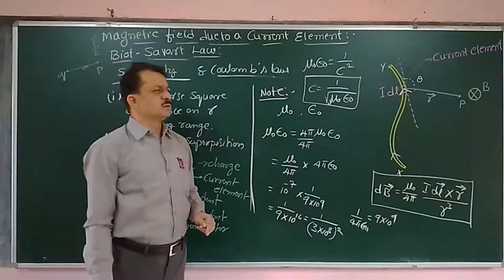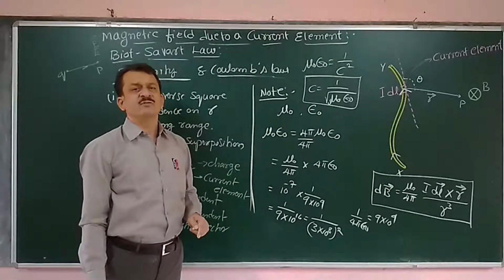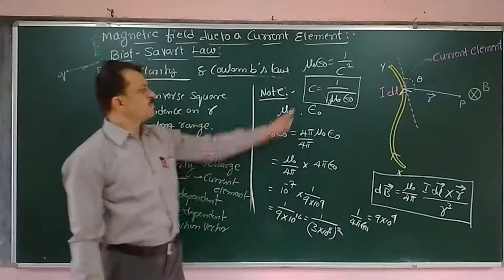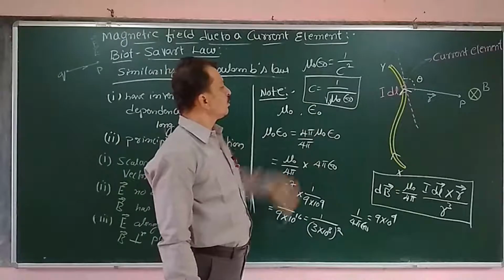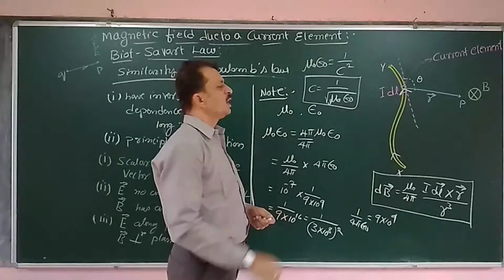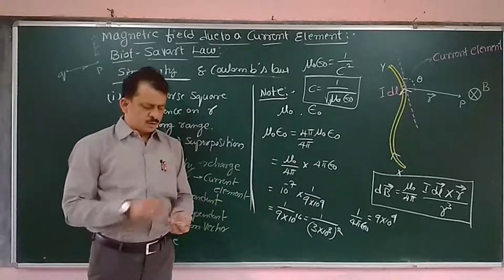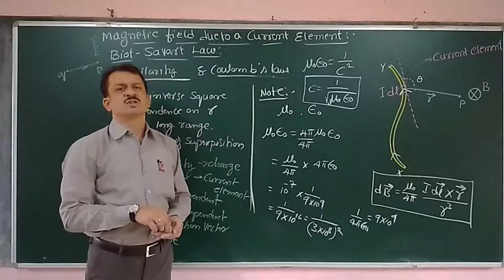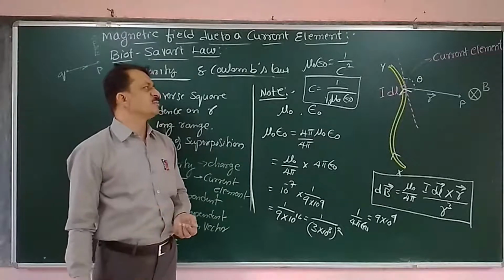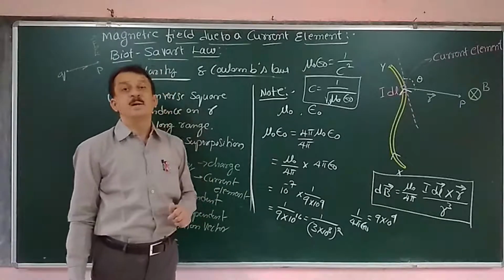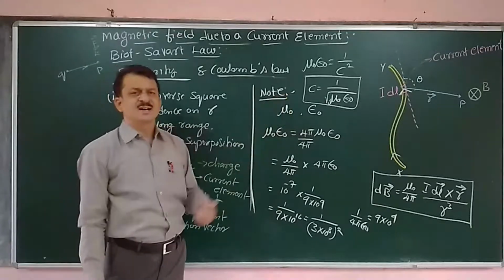1 upon the square of the speed of light. This is the relation we are getting. Our speed of light c is equal to 1 divided by square root of mu naught epsilon naught. This was asked as a 1 mark question in the annual examination: what is the relation between the speed of light and the two constants, permeability and permittivity? Now this is the relation.